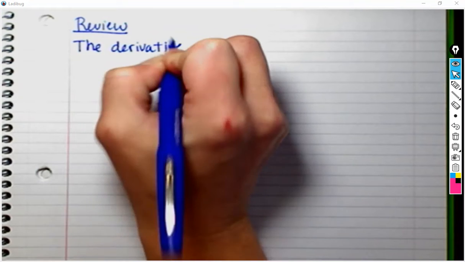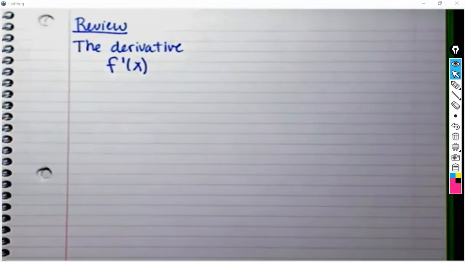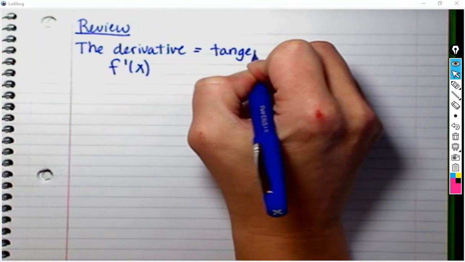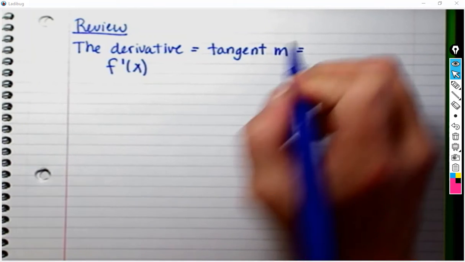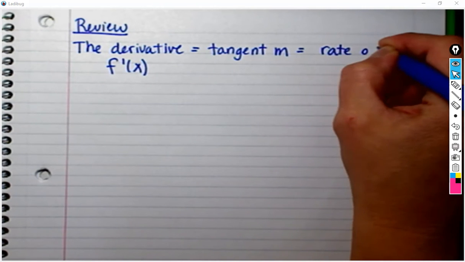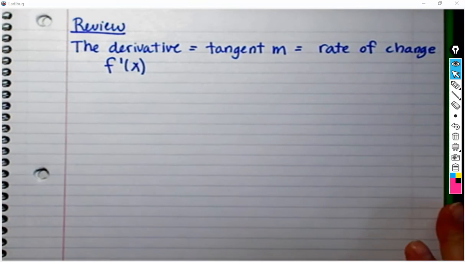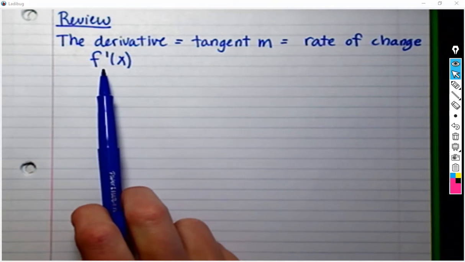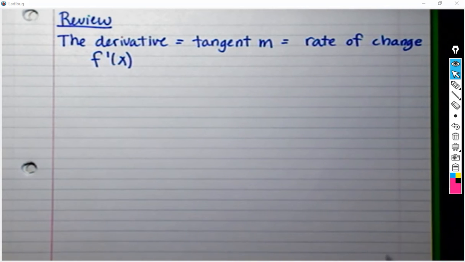the derivative, okay, is f prime of x, right, is equal to tangent slope, right, is equal to, okay, rate of change. So we are adding vocabulary to the questions that we've already been answering, okay? We've done things with the derivative. We've done things with the tangent slope. Now we have this new vocab, rate of change.